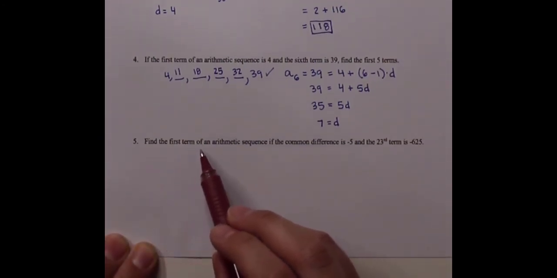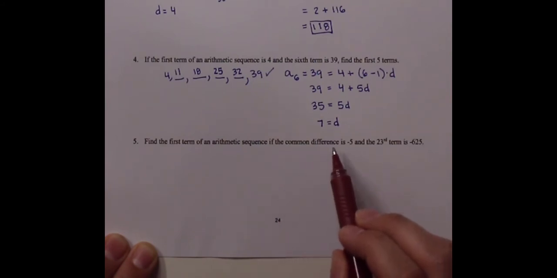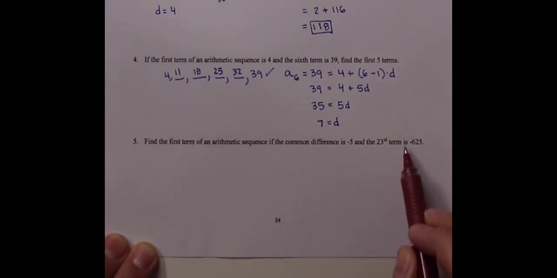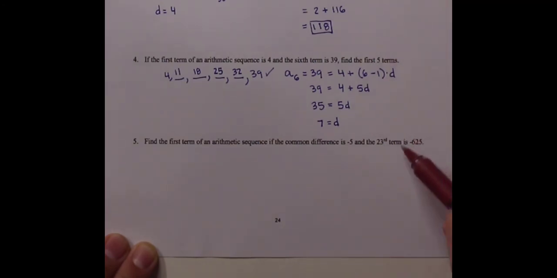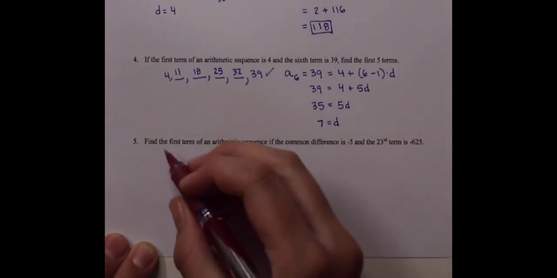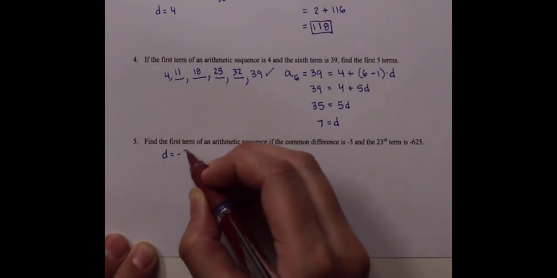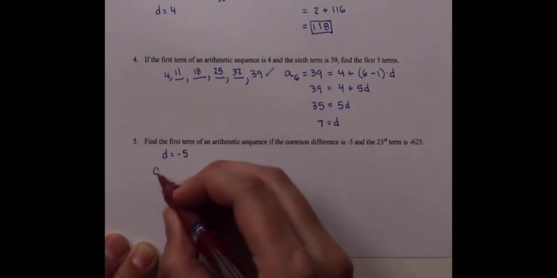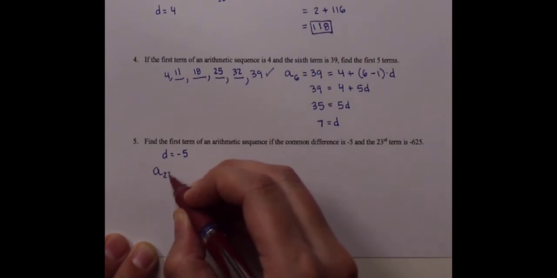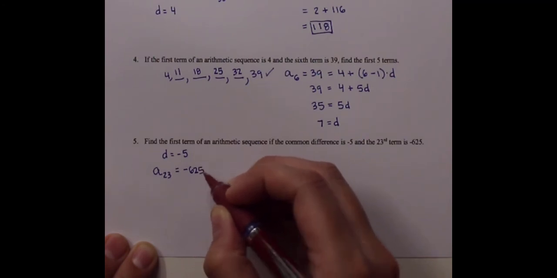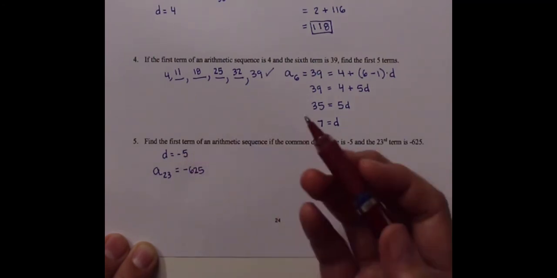Find the first term of an arithmetic sequence if the common difference is -5 and the 23rd term is -625. These questions got progressively more challenging, and let's see what we can do with this one. We know what d is, it's -5. We also know what the 23rd term is, so a sub 23 is -625, and then it's asking us what's the first term.